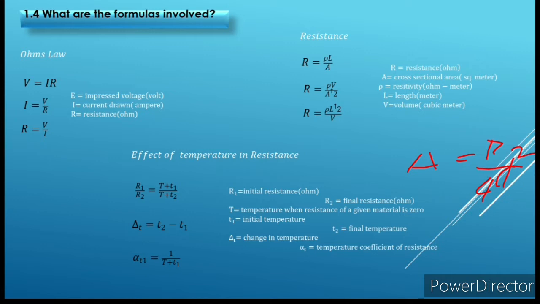R1 is the initial resistance, unit is in ohm. R2 is the final resistance and unit is in ohm. T is the temperature when resistance of a given material is 0. T1 is the initial temperature. T2 is the final temperature. Delta T is the change.